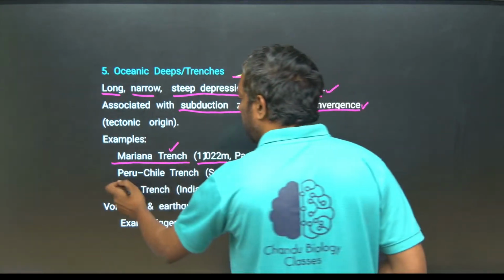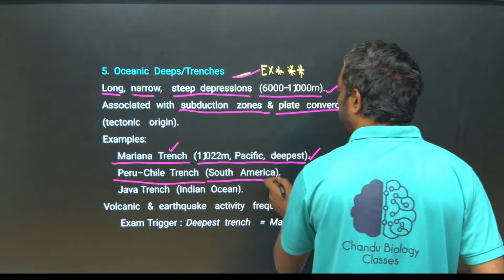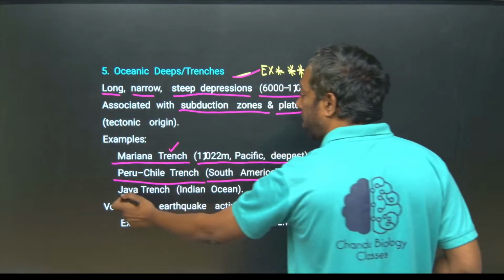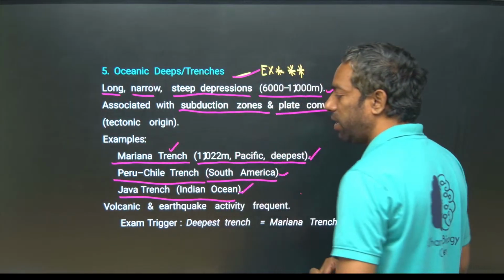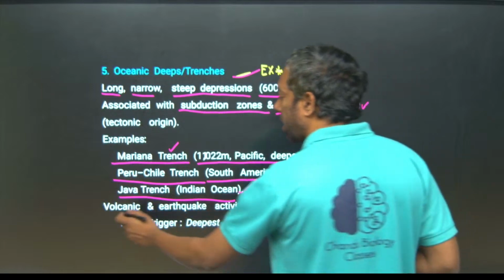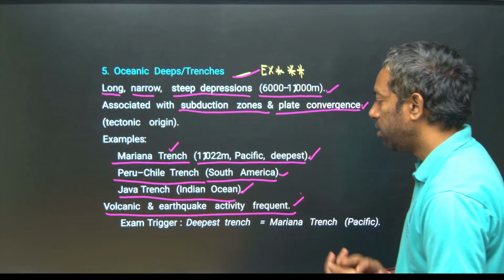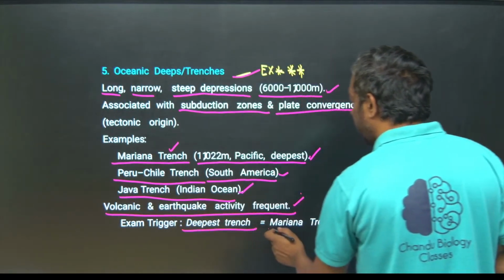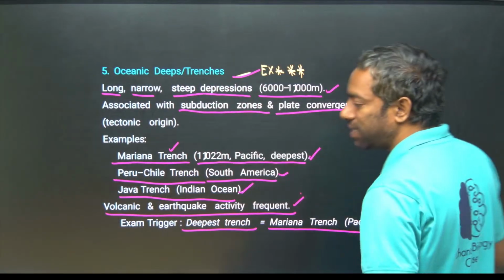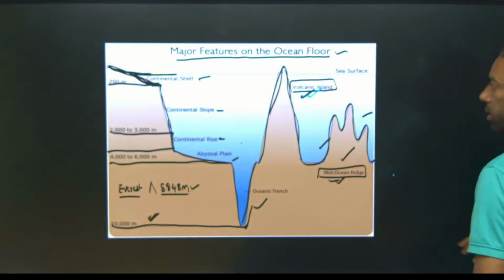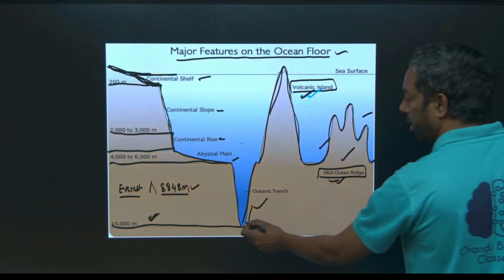Peru, Chile area, there is a trench in South America. There are many trenches. The Java Trench is also there, in the Indian Ocean. There are frequent volcanic and earthquake activities in the ocean. Exam point of view: the deepest trench in the ocean is the Mariana Trench in the Pacific Ocean.